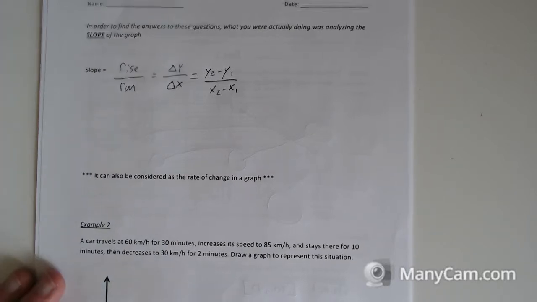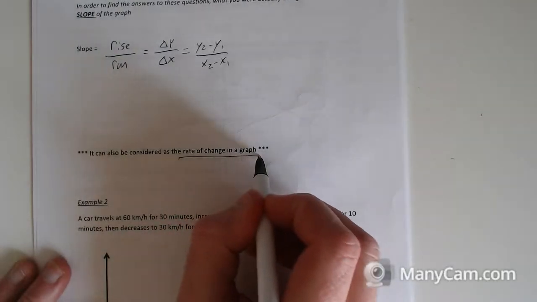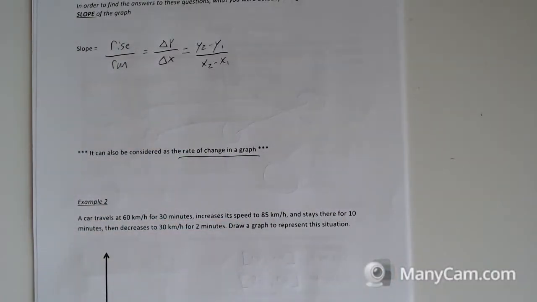This is also the rate of change of the graph. So if you're thinking about it in the graph, it's the rate of change of something. And this happens in word problems all the time. If you're talking about you earn $20 for going into work and you earn $5 per hour.